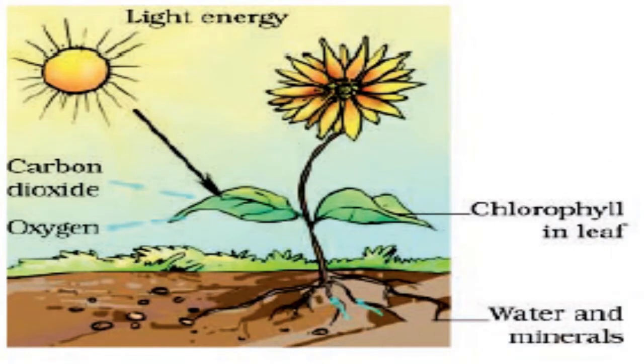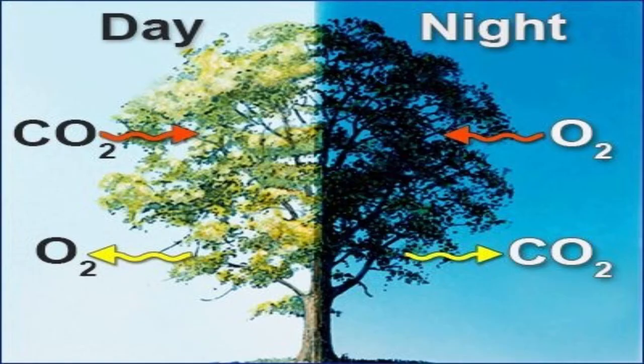Plants make food when there is light. At night, leaves do not make food, but they continue to breathe. At night, leaves take in oxygen and give out carbon dioxide.